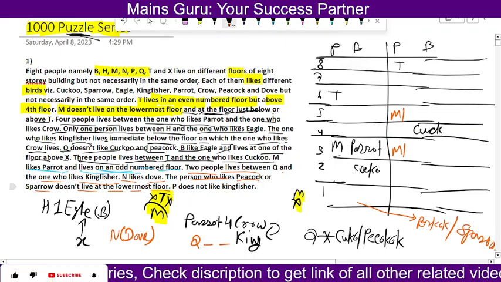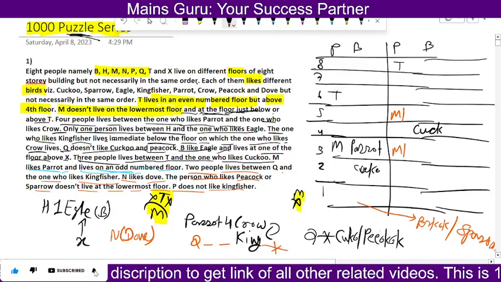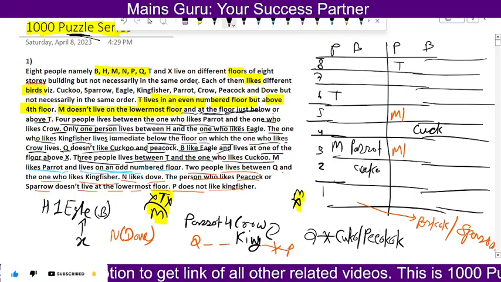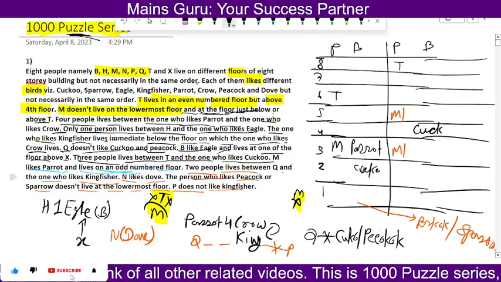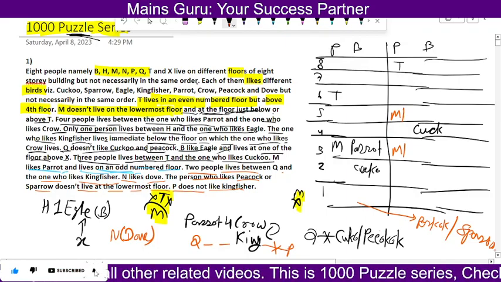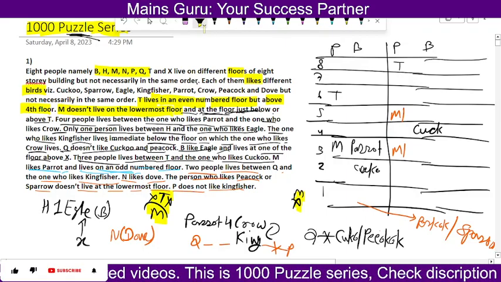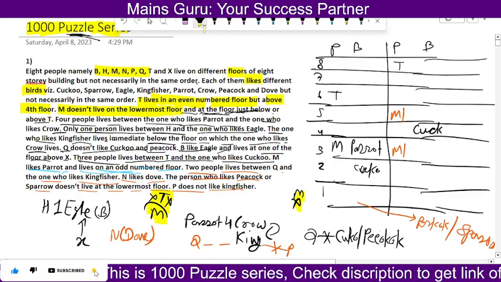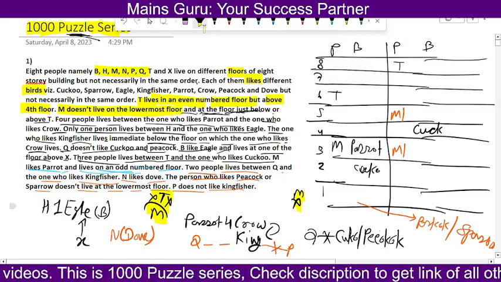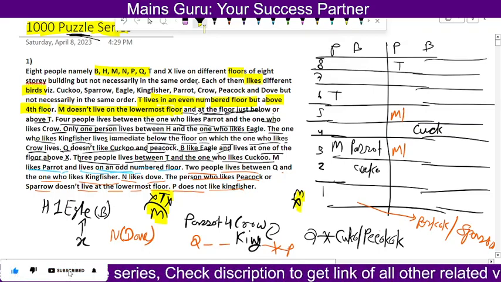P does not like kingfisher. Done. So we have written all the conditions. Now check one by one. Try to solve the condition which is covering the maximum space. Here I can see this condition only. This is covering the maximum space among all the conditions. Okay, this is covering 3 places.